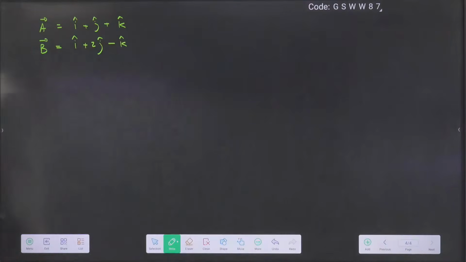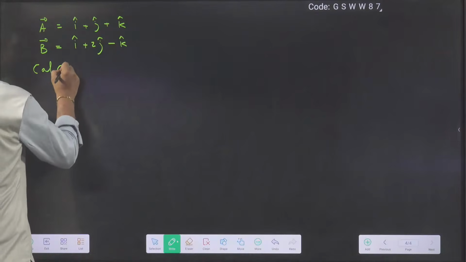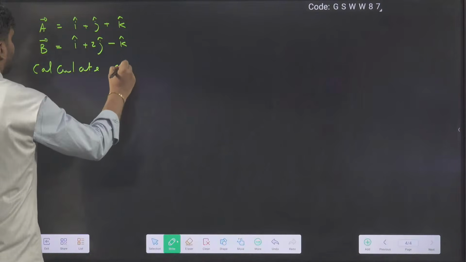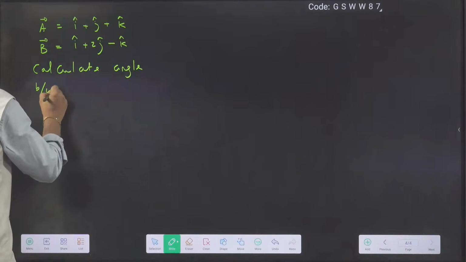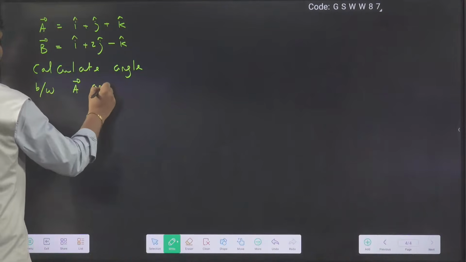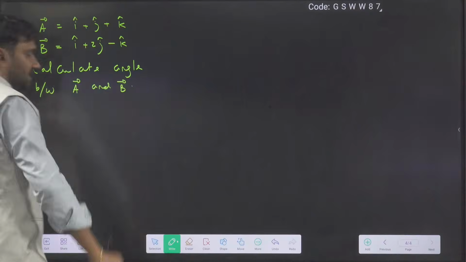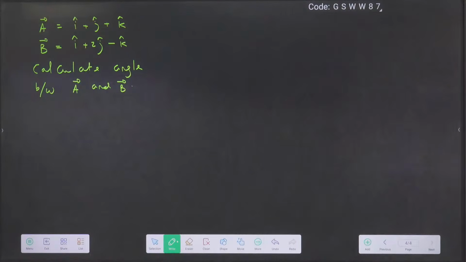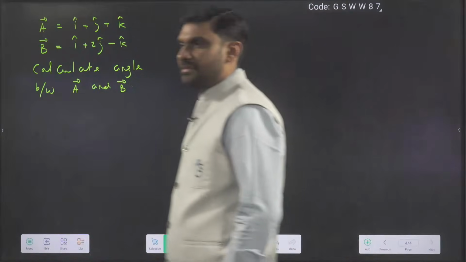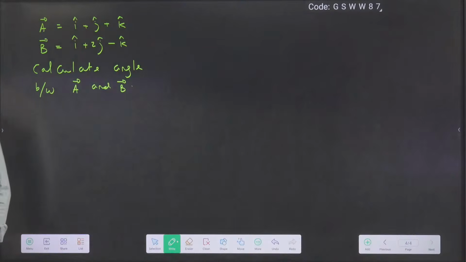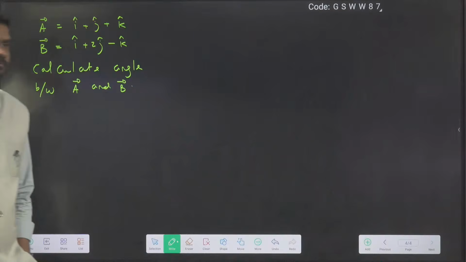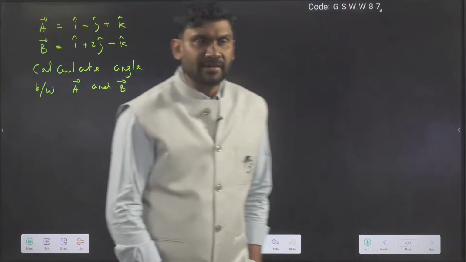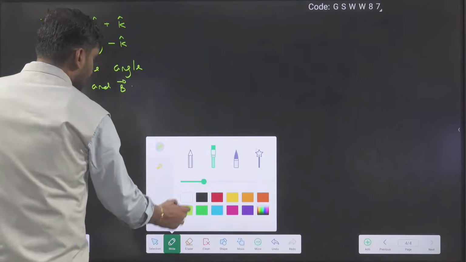What are we asking here? We are asking to calculate the angle between a vector and b vector. Note down: calculate the angle between a vector and b vector. Okay, let's see how to do it. Very simple.